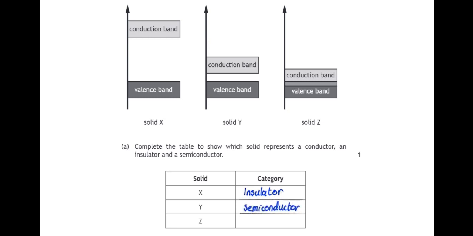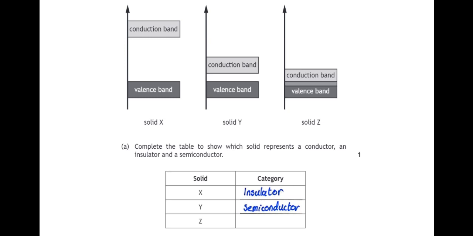Y is a semiconductor because the gap between the valence band and the conduction band is small. So although the electrons would normally exist in the valence band, some may have enough energy to be promoted from the valence band into the conduction band, allowing conduction to happen. As temperature increases, more electrons would have that amount of energy, and more electrons would make it into the conduction band.